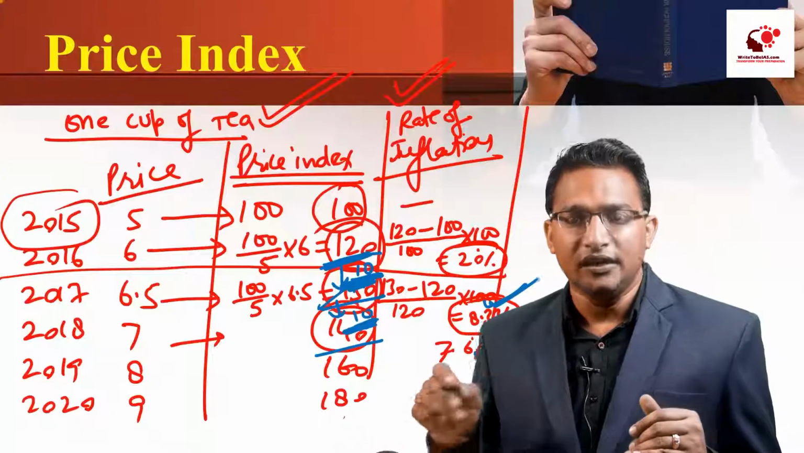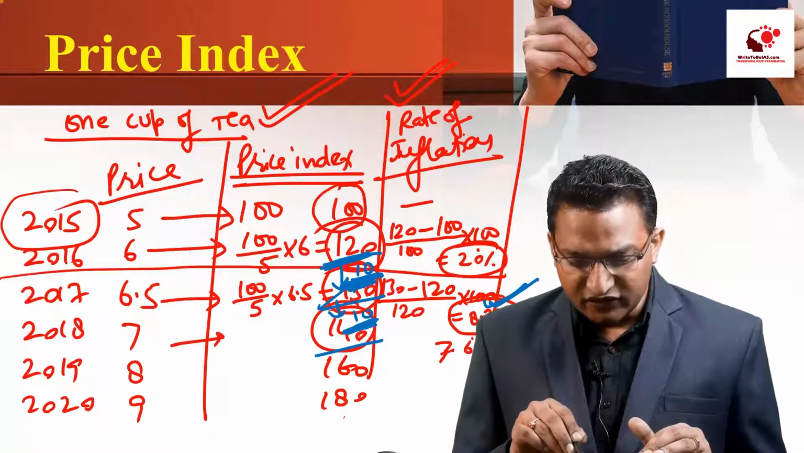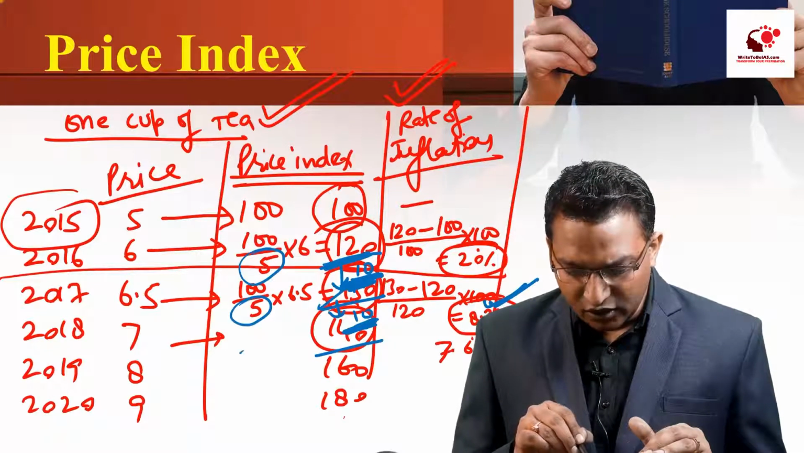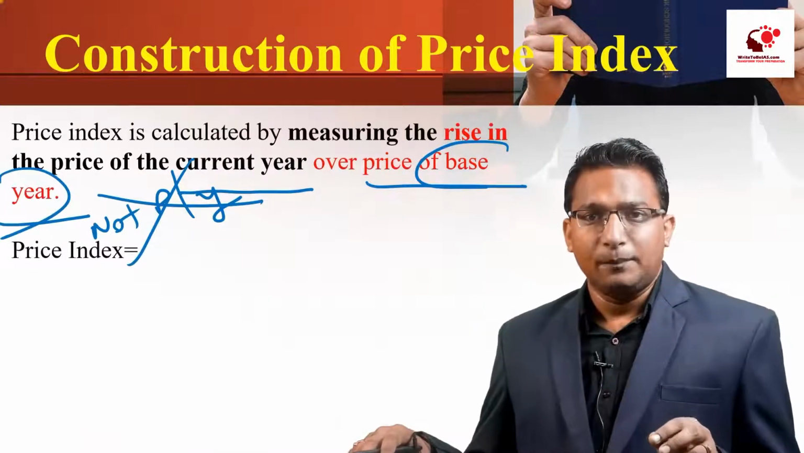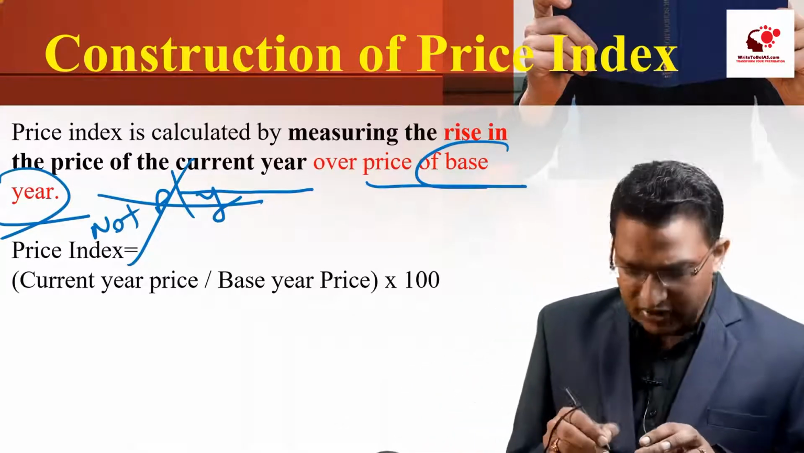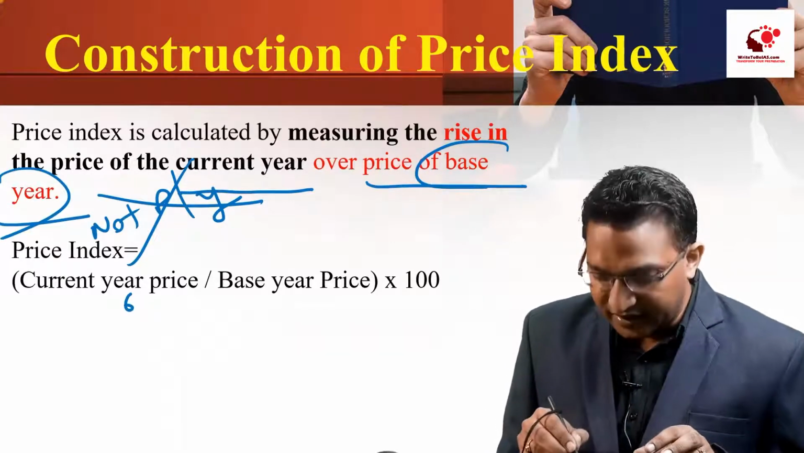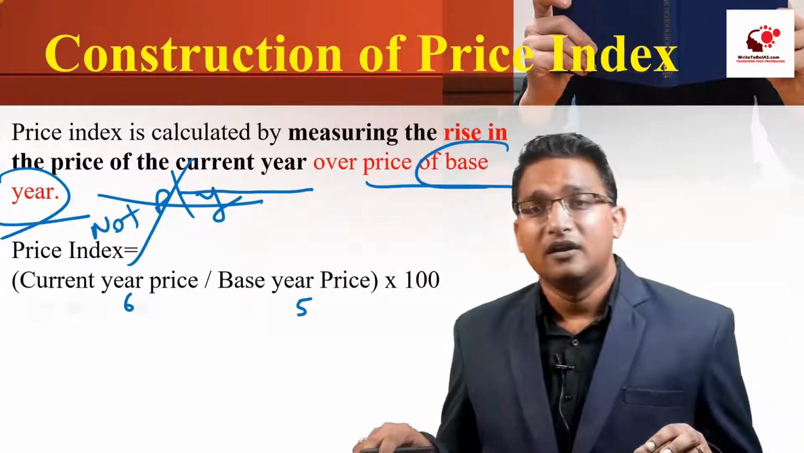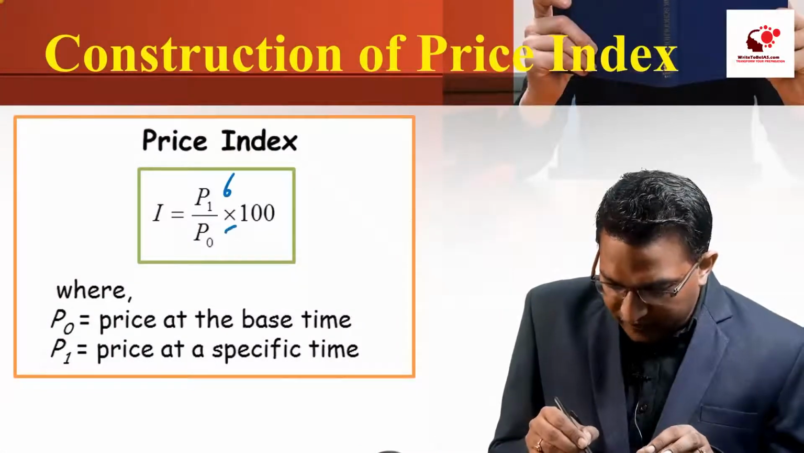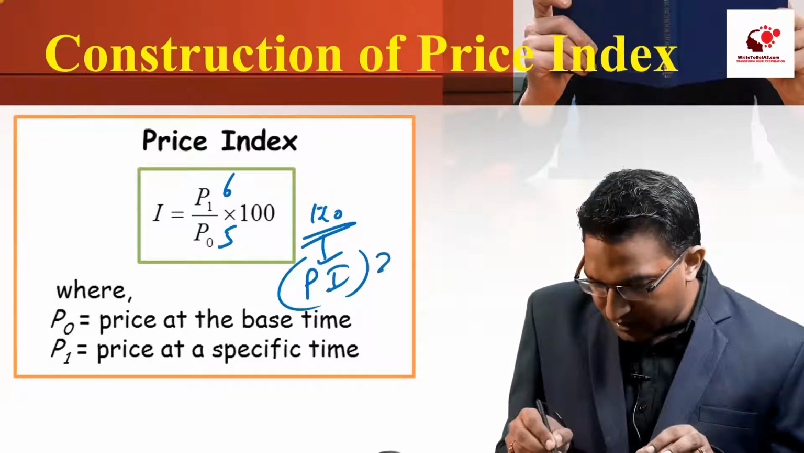So in the example that we discussed, for 2016 we compared the price of the base year, that is 5 rupees, here again 5 rupees, and here also again 5 rupees. So price index is equal to current year price. For example, if we take 2016, current year price is 6 rupees per cup of tea divided by base year price, that is 5 rupees per cup of tea, multiplied by 100, and which will be equal to how much? So 6 rupees divided by 5 into 100, it will be equal to 120, and that is the price index of 2016.